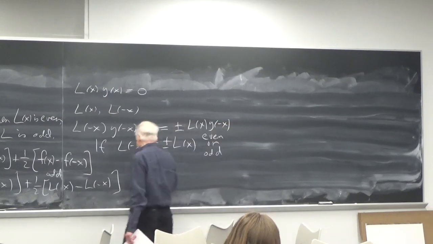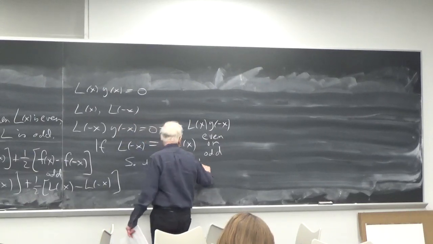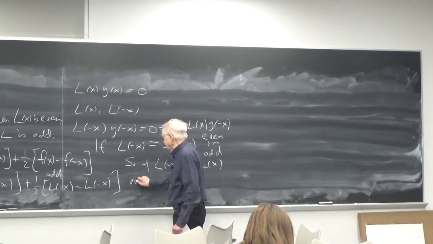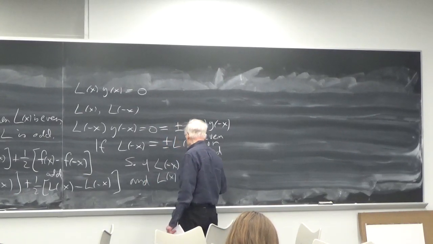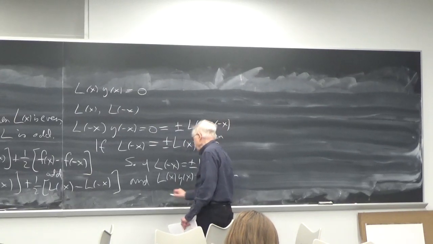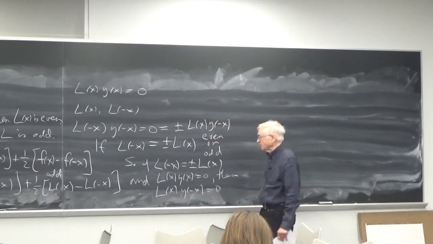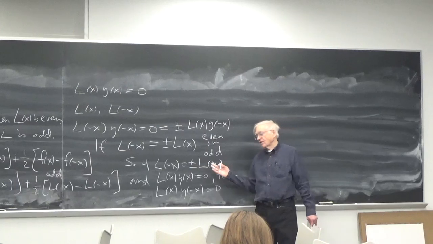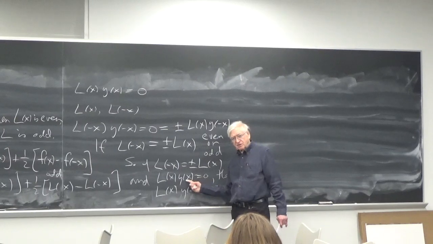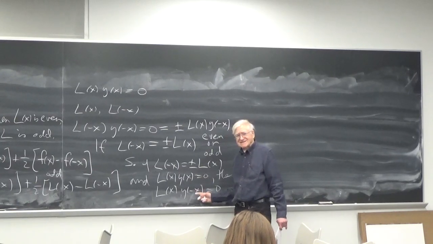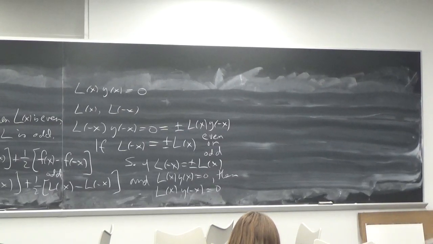So let me write that down. If L of minus x is plus or minus L of x, and L of x, y of x is 0, then L of x, y of minus x is also equal to 0. So if you have a differential operator of definite parity, even or odd, and you have one solution, you get, by reflection, a second solution. So the solutions to your differential equation come in pairs.